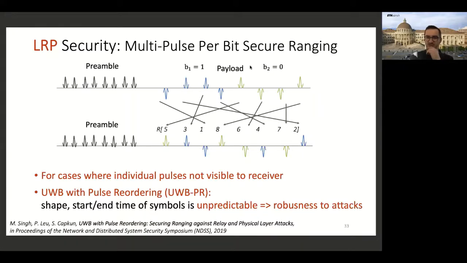So you see these two bits here, and their pulses are reordered in time, so that when the adversary sees this sequence, he doesn't know which pulse belongs to which bit, and therefore cannot really play the above game, right? He doesn't know which of these pulses belong to which of the bits. So he doesn't know when to stop the game, essentially, right?